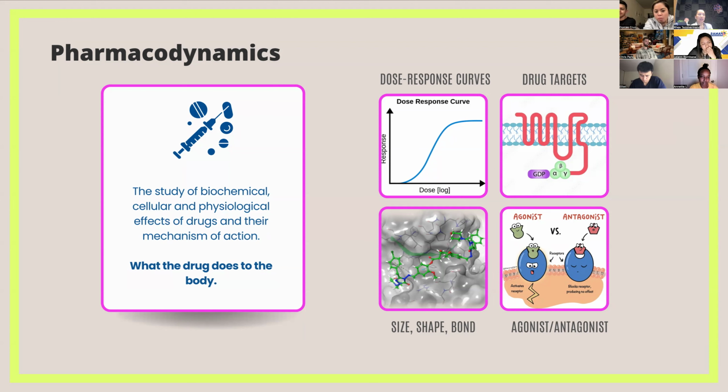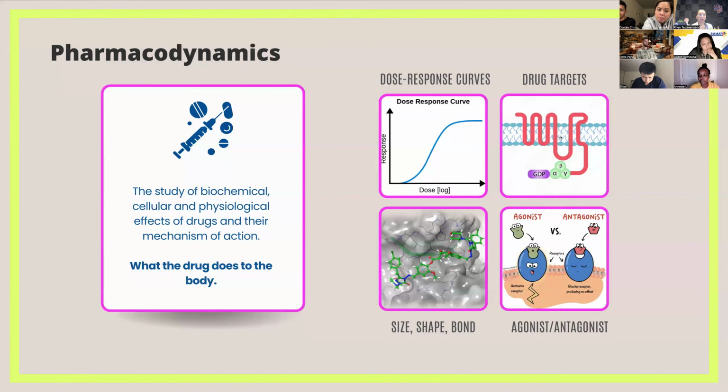This is looking at a lot of the chemical cellular interactions of drugs and really looking at their mechanisms of action. One of my favorite things to talk about. There's a lot of math involved in pharmacodynamics. We talked about dose response curves. We will talk a little bit about drug targets.